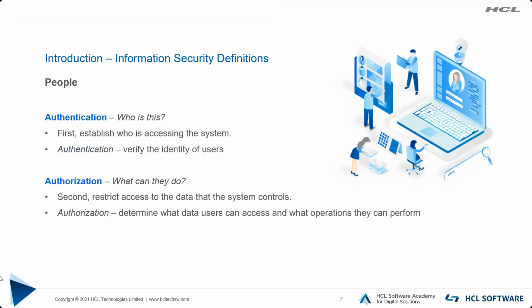So what do we mean by authentication? It establishes the identity of the person accessing the system. So it answers the question, who is this? Then the second step of that, of course, once you know who they are, you want to know what they can do. So authorization is the practice of restricting access to the data that the system controls, determining what data users can access and what operations they can perform on that data.